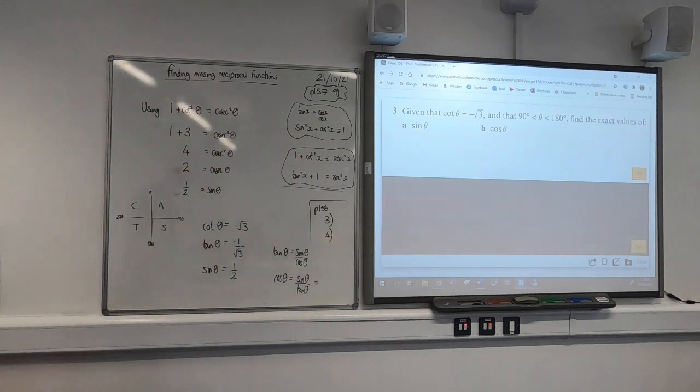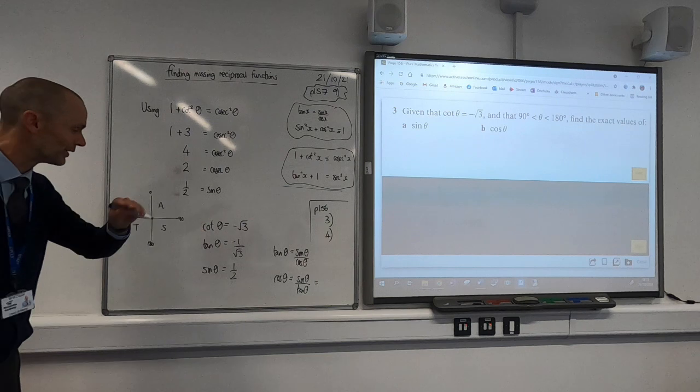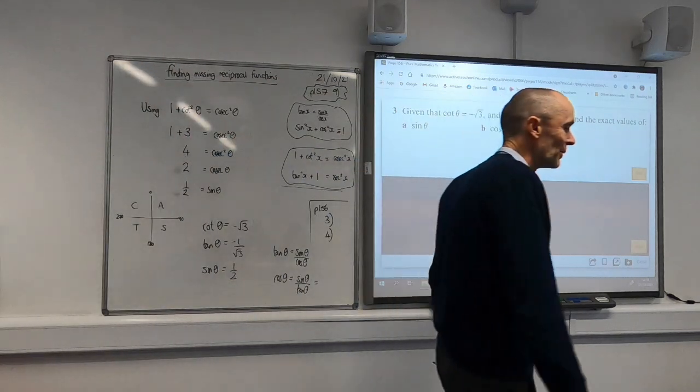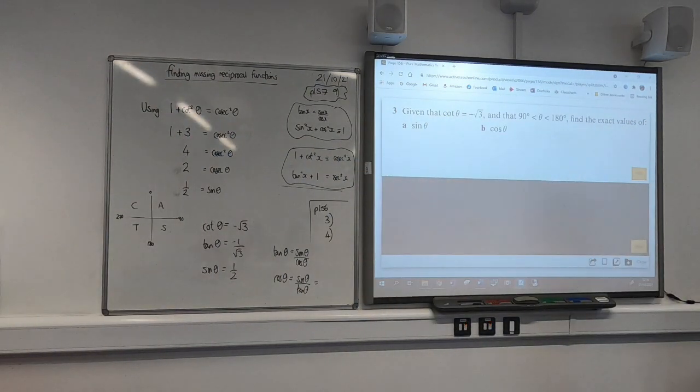So yeah, I have to say I've always done 1 minus sine squared to work out cos squared, but I like Grace's method. Three and four.